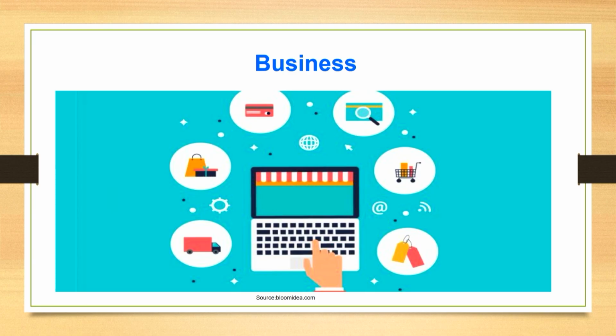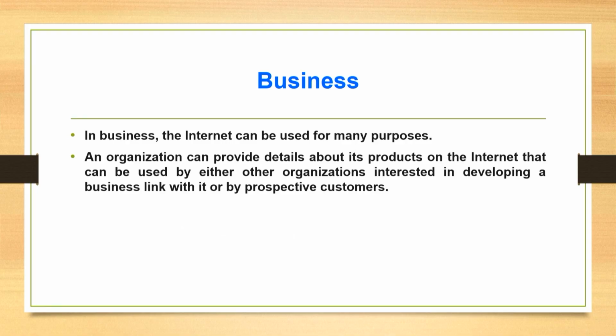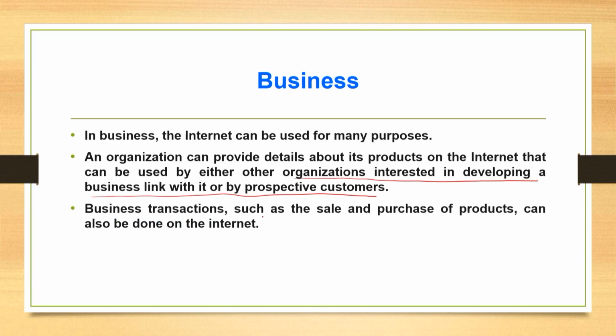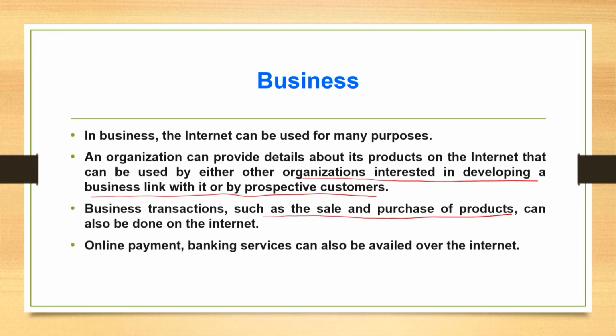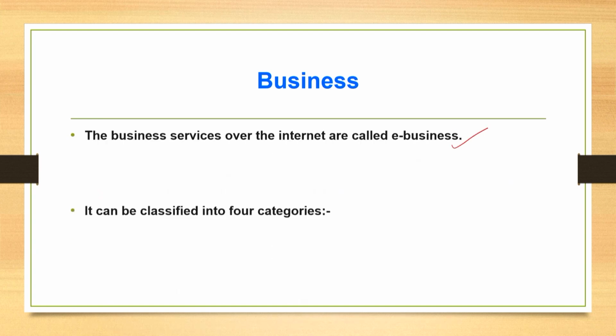Then comes business. This is also used in business, and business in terms of what? Organizations can use it in developing a business link with prospective customers. Business transactions such as sale and purchase of products can also be done on the internet. Online payment and banking services can also be availed over the internet. The business services over the internet are called e-business.